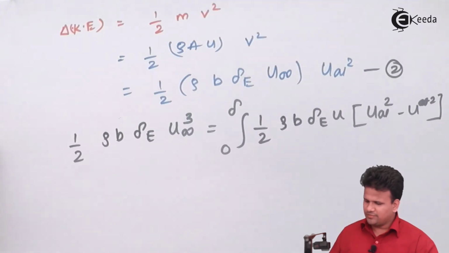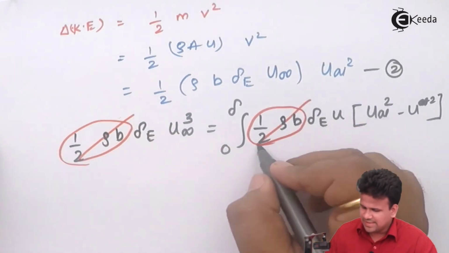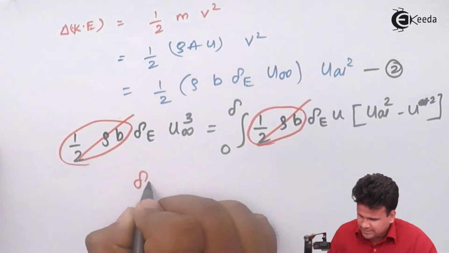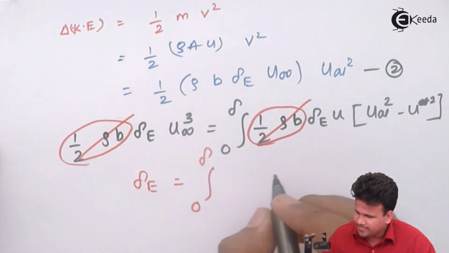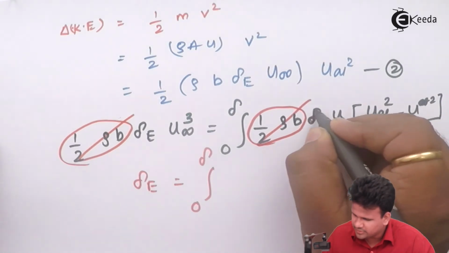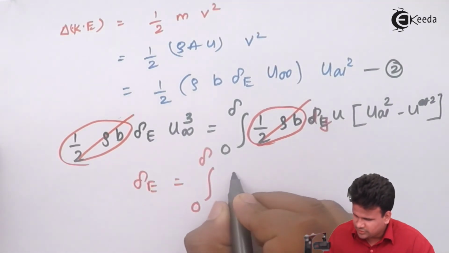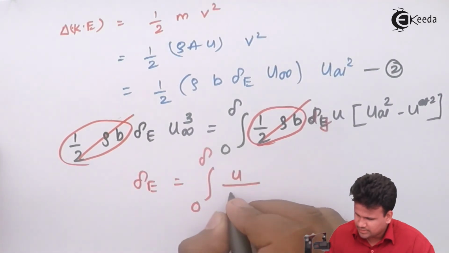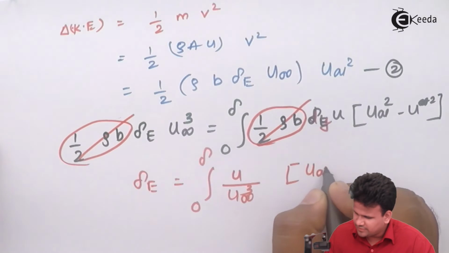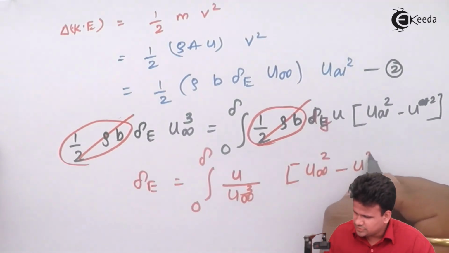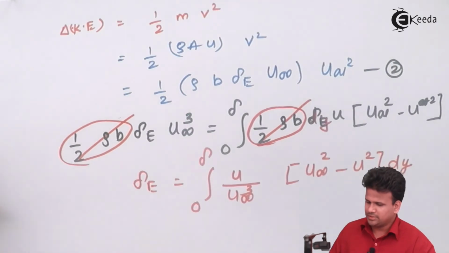So now what will go away over here is this term, that is half rho into b from both the sides will cancel out, and what we'll get over here, delta E is equal to integral 0 to delta, rather over here this was dy, not d delta E. So this is a dy. So this is equal to u upon u infinity cube into u infinity square minus u square into dy.